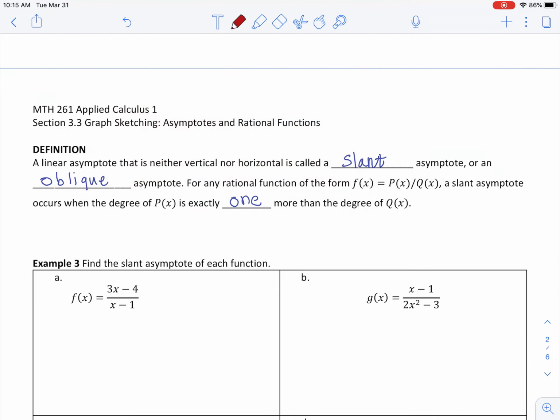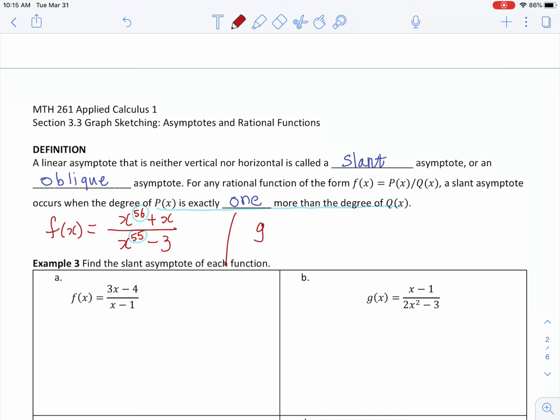Let me give you examples. I'm going to make up some examples so that that's clear to you. Maybe you may have a function like this: f of x equals x to the 56th power plus x, divided by x to the 55th power minus 3. Now, I made it extreme just so that you can see what it means for the numerator degree to be exactly one more. Degree of the numerator is 56. Degree of the denominator is 55. Notice 56 is exactly one more than 55. In that case, yes, you're going to have a slant asymptote.